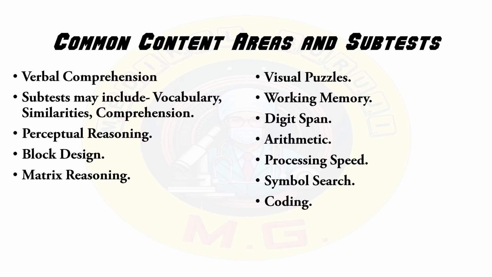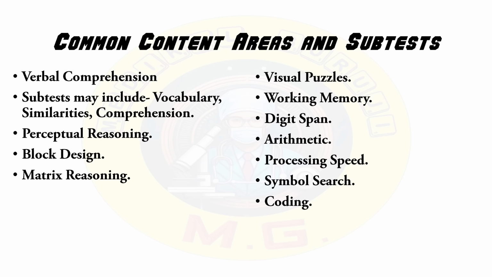Working memory, this area measures the ability to hold and manipulate information in mind. The subtests of working memory include digit span, that is repeating a sequence of numbers forward and backward, and arithmetic, that is solving mental math problems. Next area is processing speed.